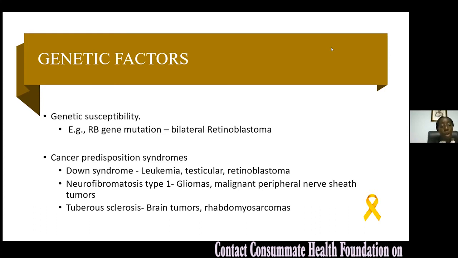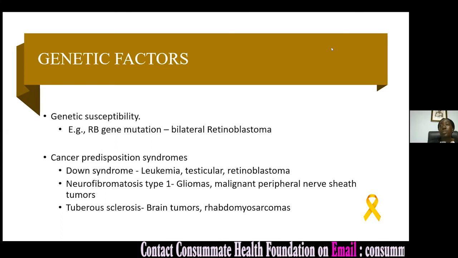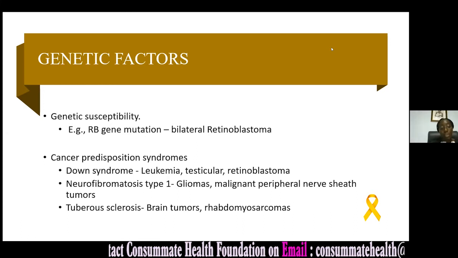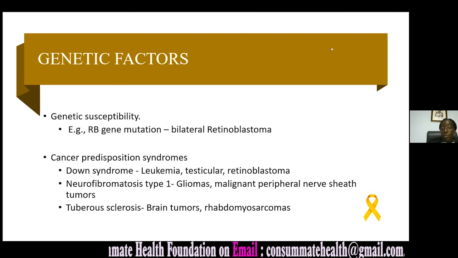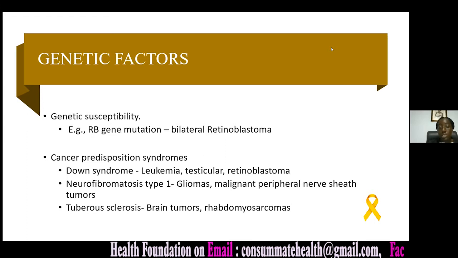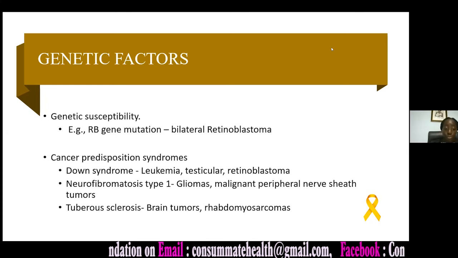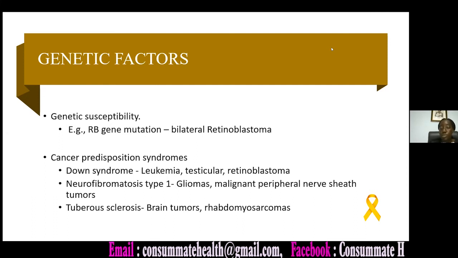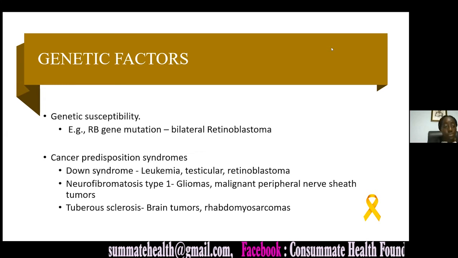Also, there are certain syndromes that are associated with cancers. A child with trisomy 21 is at risk of leukemia. If a child has neurofibromatosis type 1, she is also at risk of getting gliomas and malignant nerve sheath tumors. Also, if a child has tuberous sclerosis syndrome, he's at risk of getting brain tumors. So these syndromes or diseases predispose you to getting cancers.